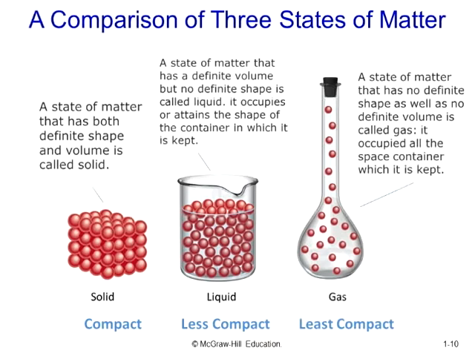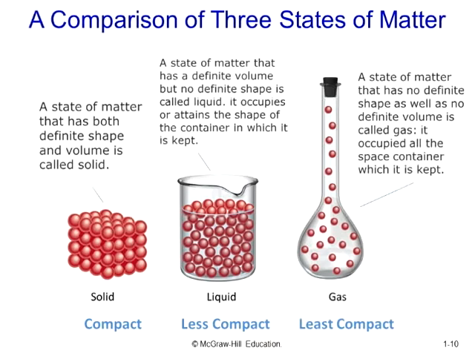A state of matter that has a definite volume but no definite shape is called a liquid. It occupies or attains the shape of the container in which it is kept. In other words, if you pour it in a glass, it's shaped like the glass. You pour it in a jug, it's shaped like the jug. Whatever the shape of that container is, that's what the liquid will acquire.